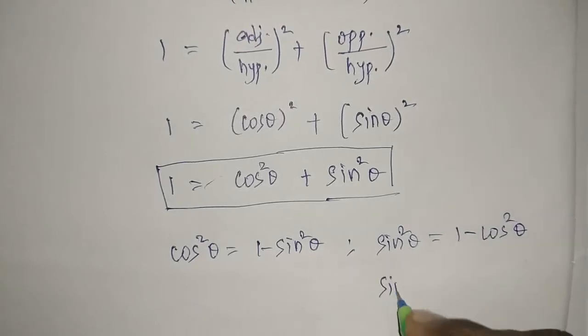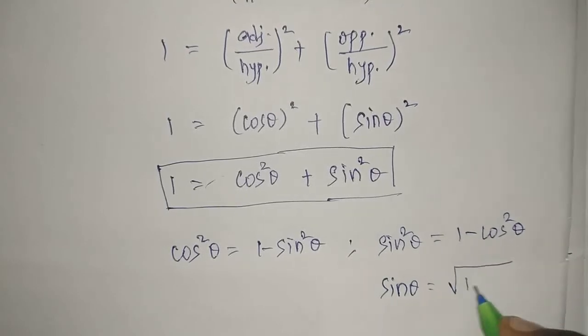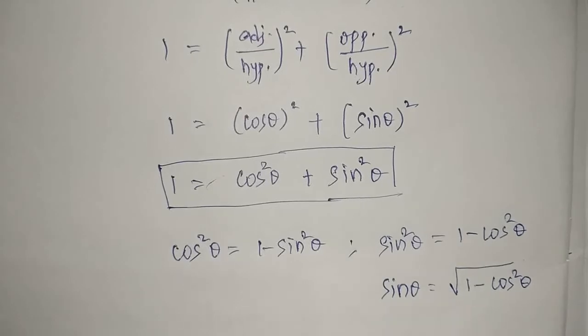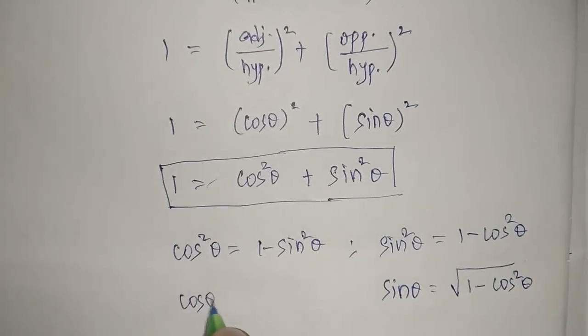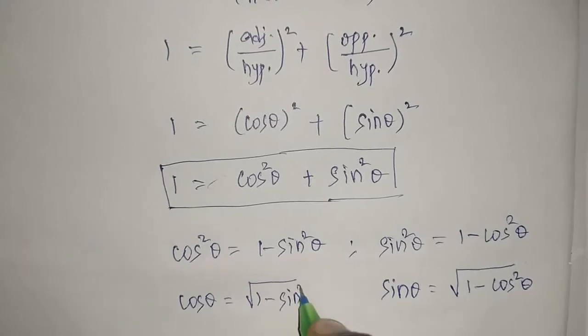Suppose you want only sin theta, send the square to the opposite side, then we will get the square root of 1 minus cos square theta. Likewise here also, if you need only cos theta, send the square to the opposite side, and you will get the square root of 1 minus sin square theta.